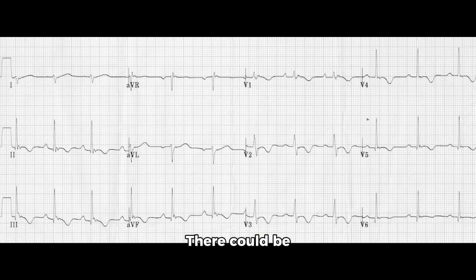There could be ventricular ectopy of LBBB morphology with frequent PVCs greater than 1,000 per 24 hours, and paroxysmal episodes of ventricular tachycardia with LBBB morphology.